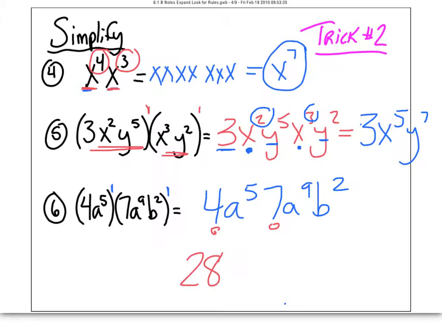The a is going to be next. It's a to the 5th. If I write that out longhand, there's 5 of them. A to the 9th, if I write it out, there's 9. When you expand it, you will see 14 of them when you count, so it's a to the 14th. The last one is just a b squared because there's only one of those, and that's our answer.